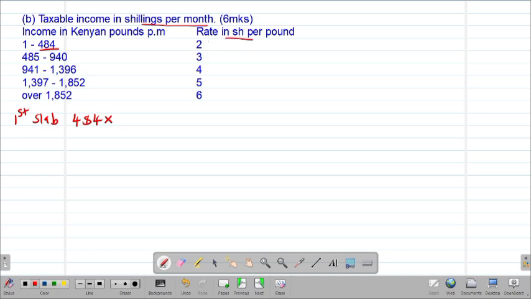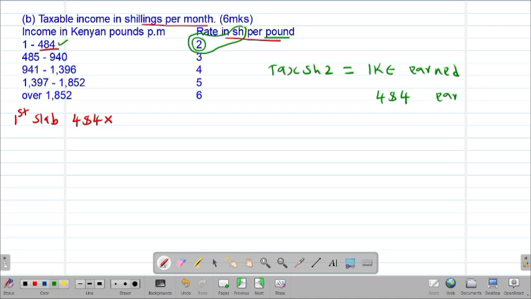Now we need to interpret this part here. This part simply means that this particular person is paying a tax of 2 shillings. So the first amount always takes the first value here. He is paying a tax of 2 shillings for every 1 Kenyan pound that he is going to earn. So what about the amount of 484? Of course, this is money that is being earned.